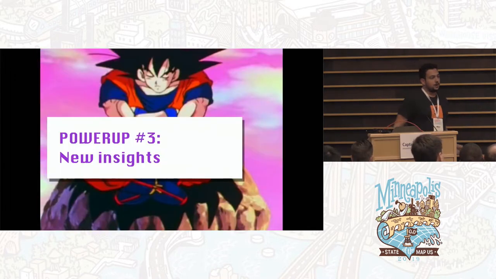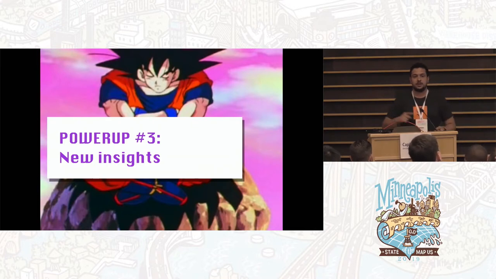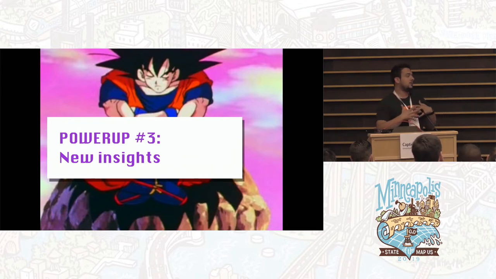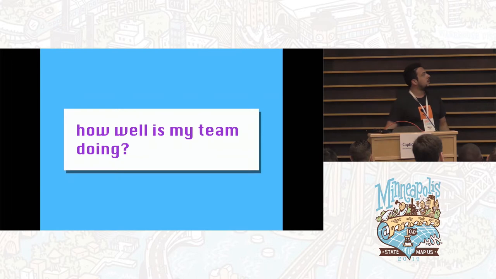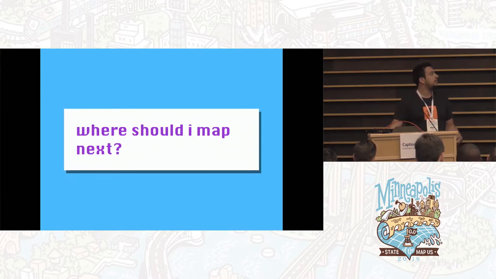So those are two power-ups. That's flexibility and new ways of mapping. But maybe you want to look inwards. You want more insights. You want to see how your mapping team is doing. So how well is my team doing? And where should I map next?